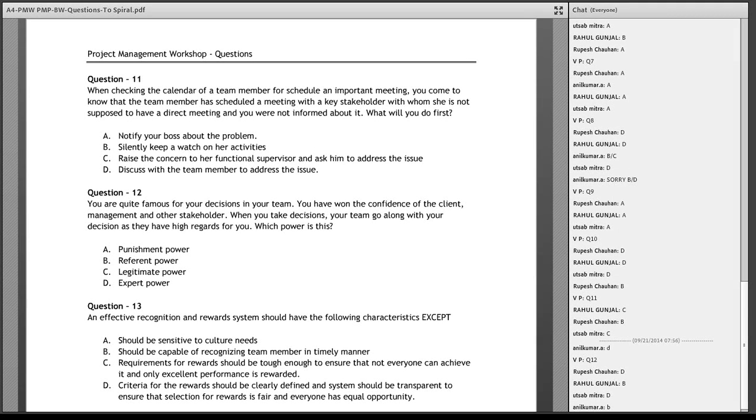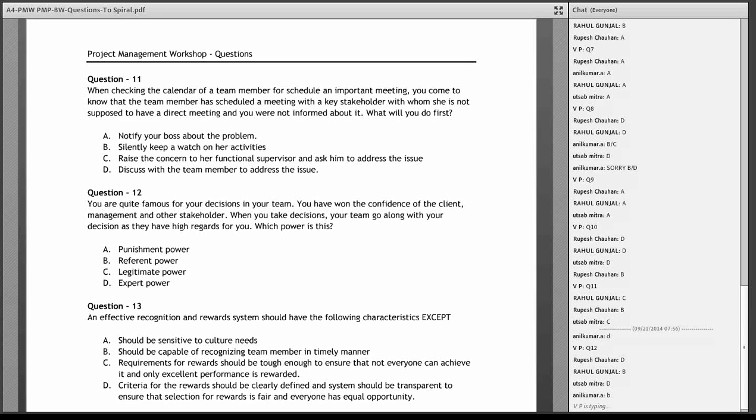Which expertise are we talking about? We are not talking about much expertise here. We are talking about the character or the overall functioning of a person as a whole, which is basically a referent power, not the expert power. Make sense?